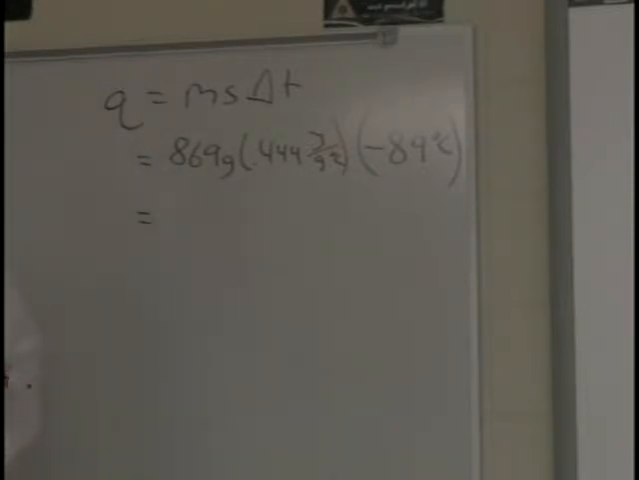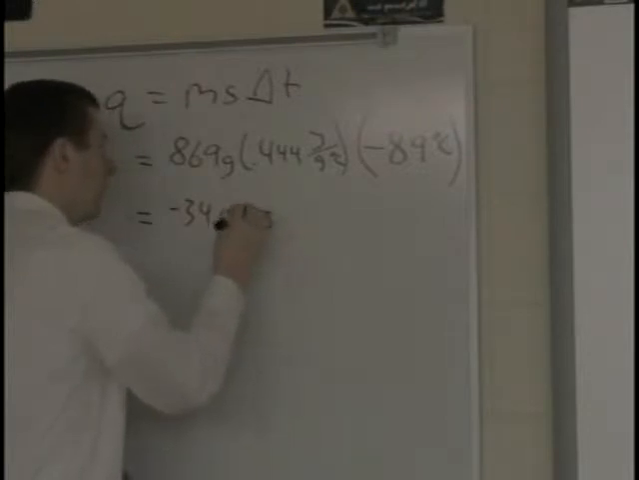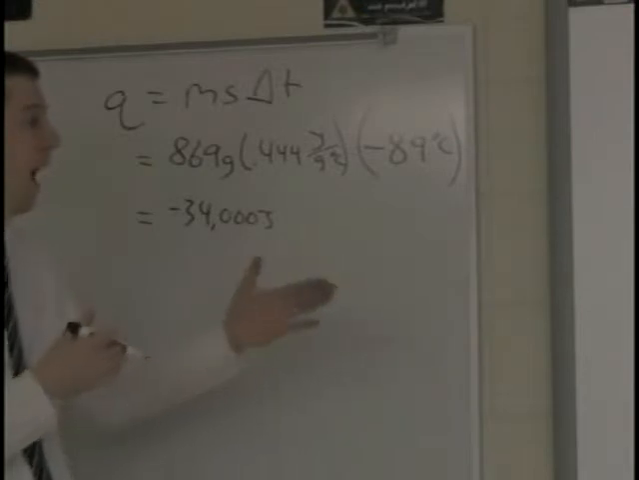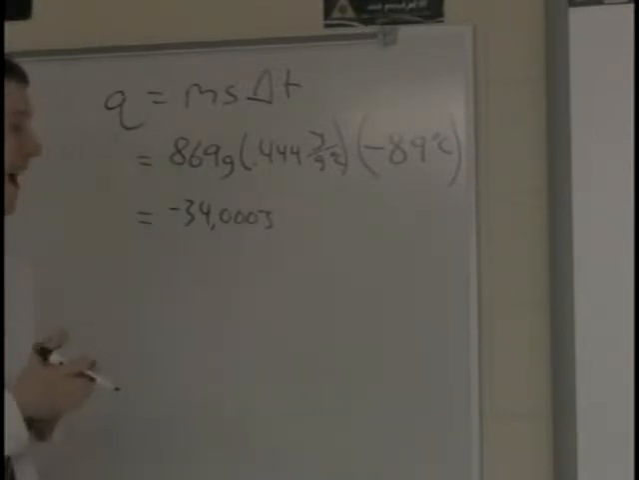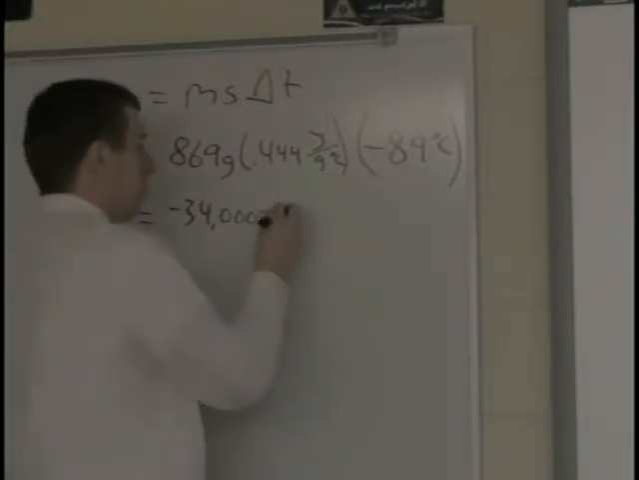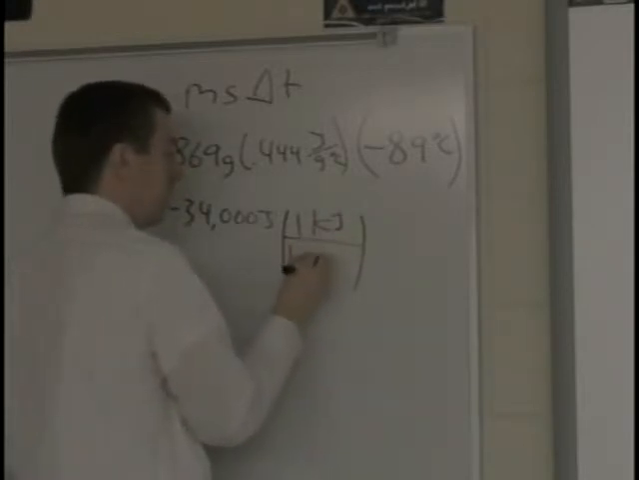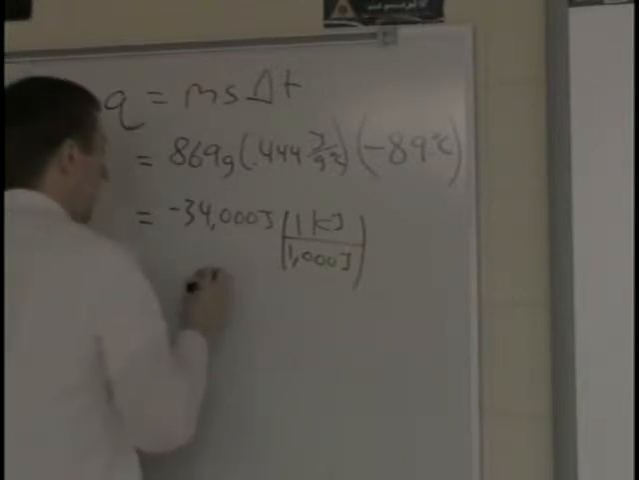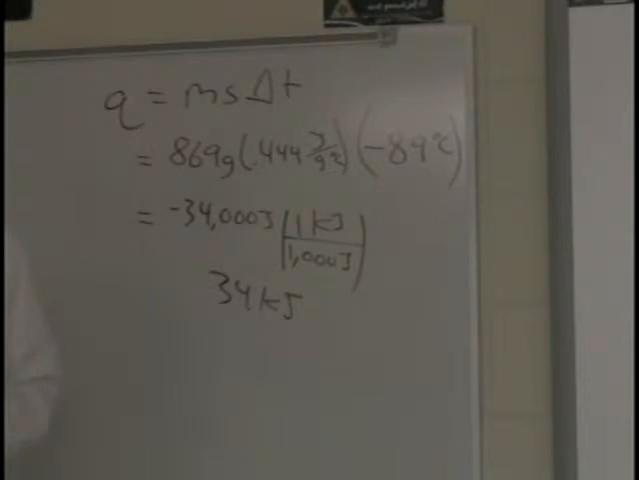That gives me a Q value of negative 34,000 joules. Which once again, in thermodynamics, a negative value means it's giving off. A hot bar of iron is giving off heat, so it's a negative value. The question does not ask for the answer in joules, though, it asks for kilojoules, which most of you can probably convert very easily. The conversion would be 1 kilojoule for every 1,000 joules. That gives me 34 kilojoules as my final answer for that question. That would be a very simple calorimeter problem.